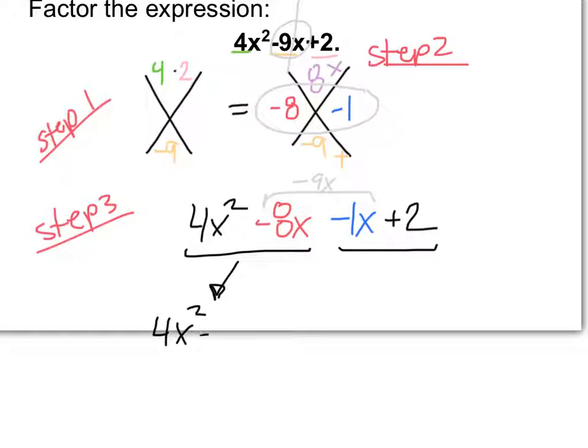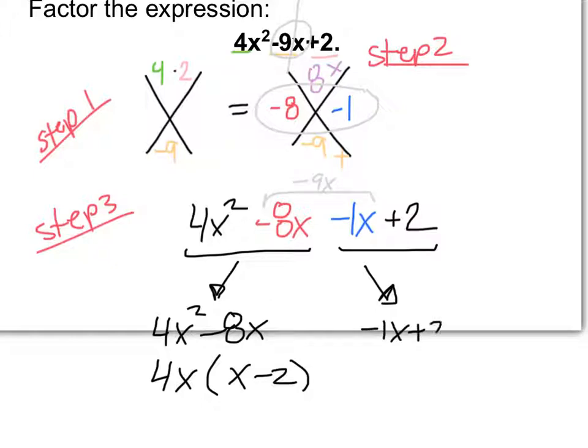4x squared minus 8x. What goes into both of those? Well, I already can see that you can take a 4x out. You're going to be left with x minus 2. And over here, you can take a negative 1 out. So let me just rewrite it, and you'll be left with minus 1 times x minus 2. So here's the cool part again. In this case, you can take out a 4x from the first group and a negative 1 from the second group, and you see the patterns that will help you determine what you need to factor out.